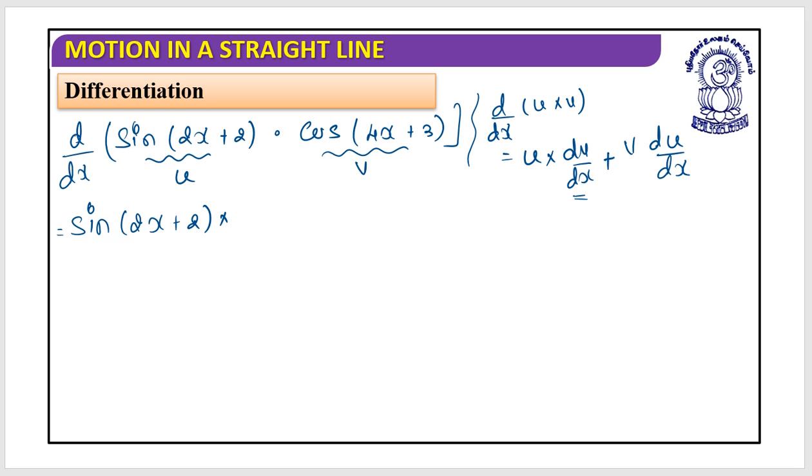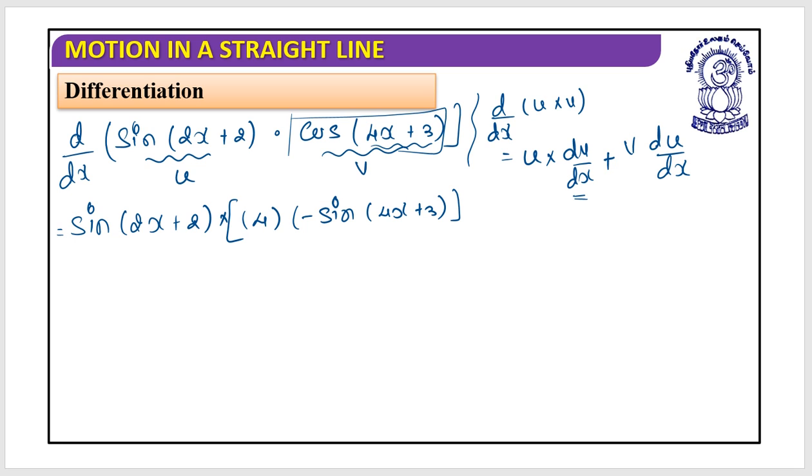So first I need to assume this 4x plus 3, and if I differentiate this, what would be the differentiation of 4x? Yes, correct, it is 4. And what about the 3? It would be 0 because it is a constant number. Now what would be the differentiation of cos as a complete? It's minus sine 4x plus 3.